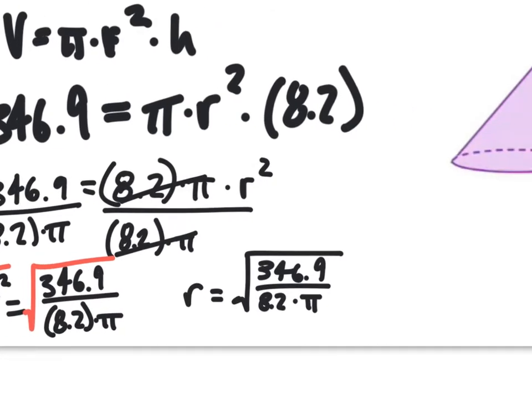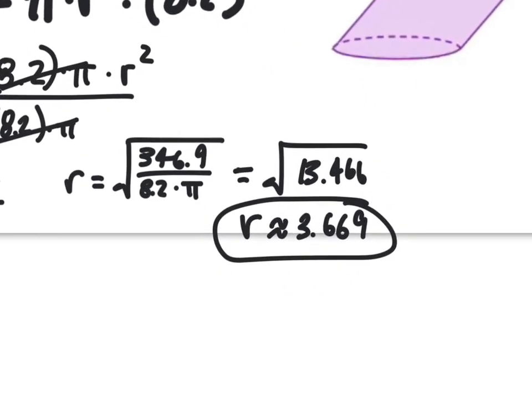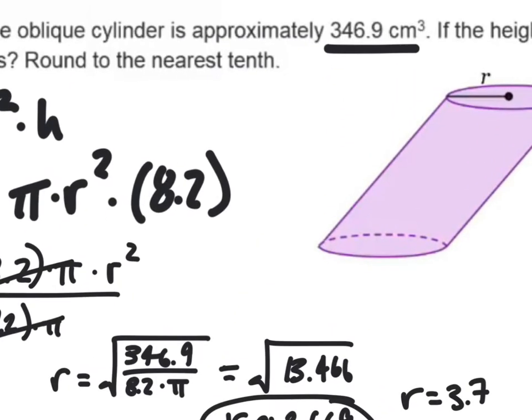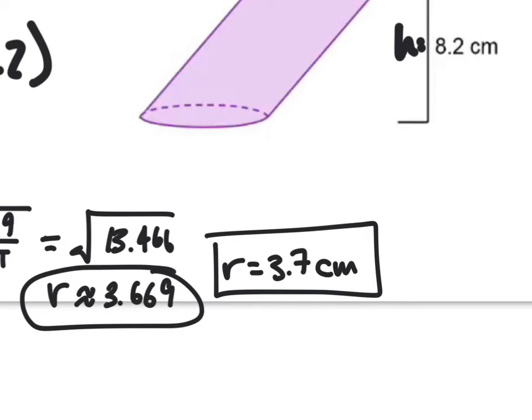So what ends up in here, this value right here, is going to be the square root of 13.466, approximately. Now, I'm just using the calculator, so I'm going to square root that, and that's going to give me that my radius has an approximate value of 3.669, and that's the idea. So it kind of depends on how you round it. What did they want? Rounded to the nearest tenth, one decimal place. So this is actually going to give me that my radius is equal to 3.7, and this is centimeters. And that's that. Let's go to the next page.